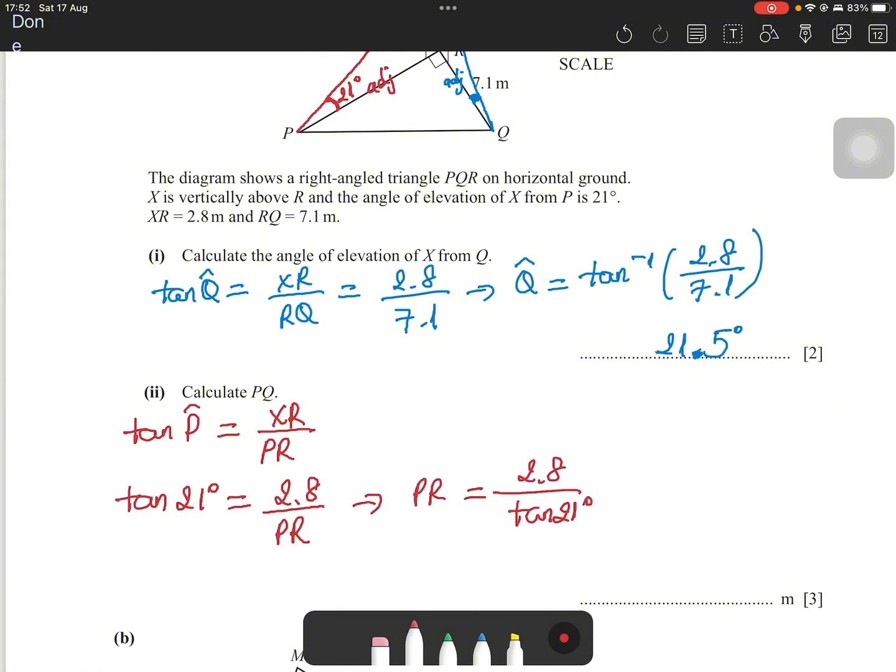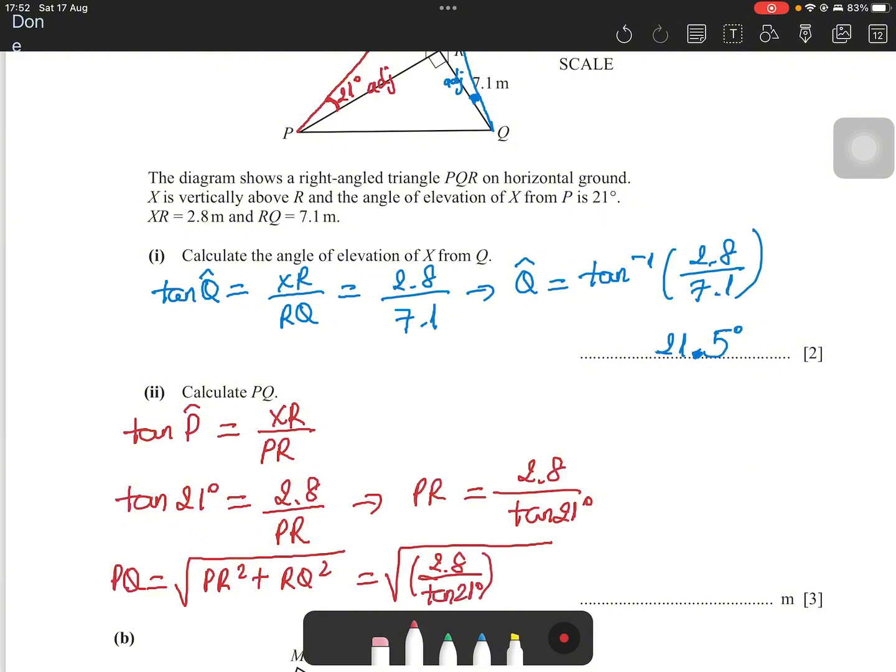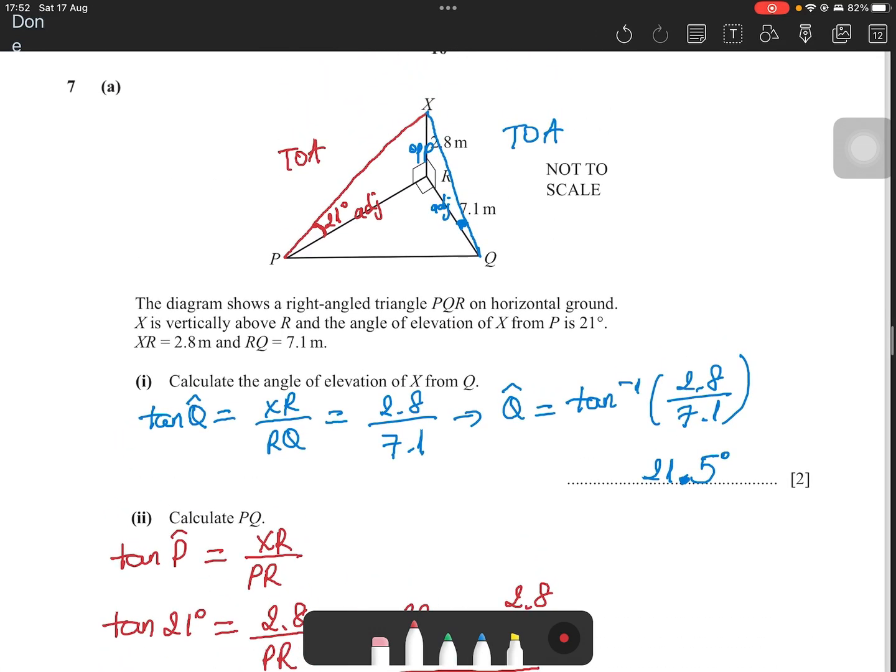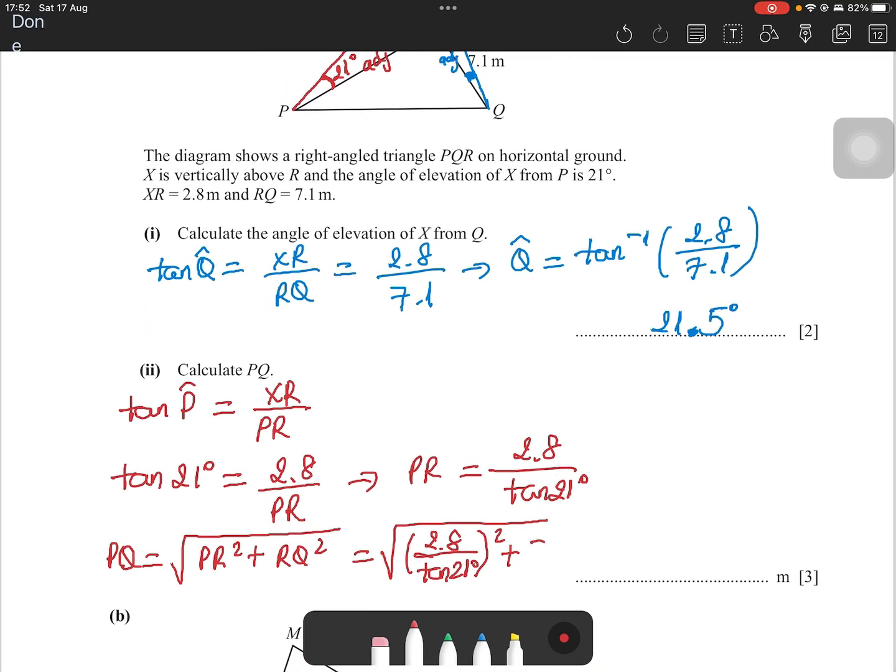Then to find the length of PQ, we use the Pythagoras theorem. PQ is equal to the square root of PR squared plus RQ squared, which equals the square root of (2.8 over tan 21 degrees) squared plus RQ squared. RQ is 7.1, so plus 7.1 squared. So this one is equal to 10.2 meters.